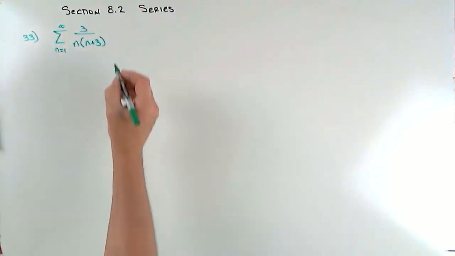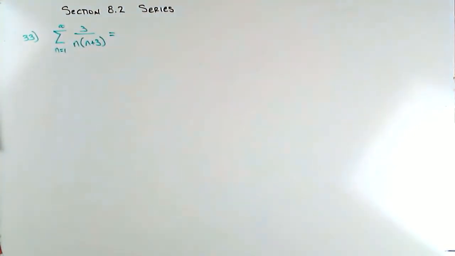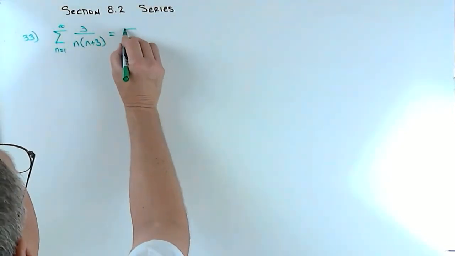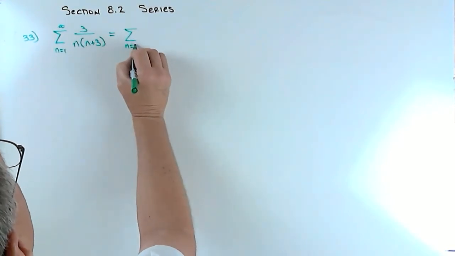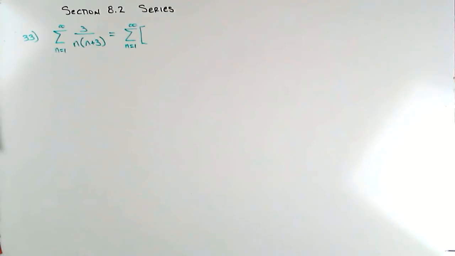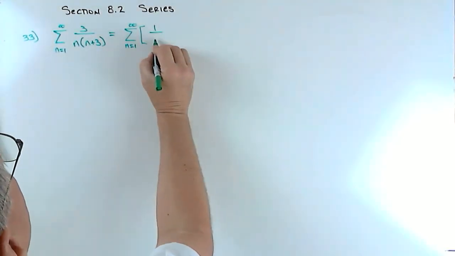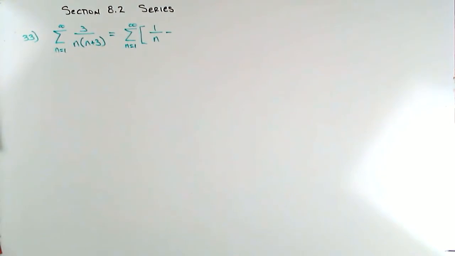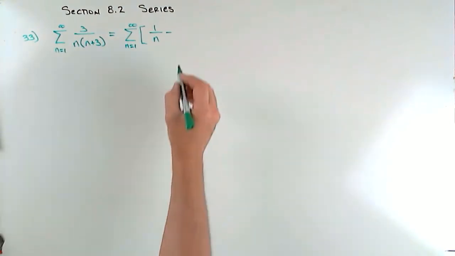Now, I'm not going to go through the work of doing the partial sums. We've already covered partial sums in this class. So I have already done the work for the partial sums, to be honest with you. And so this equals, once you do the partial sum calculation, the series n equals 1 to infinity of 1 over n minus 1 over n plus 3.